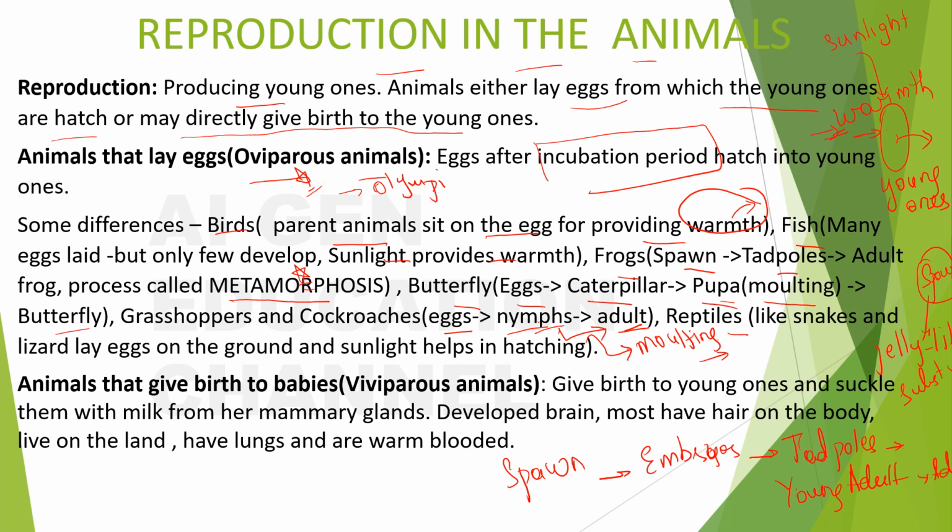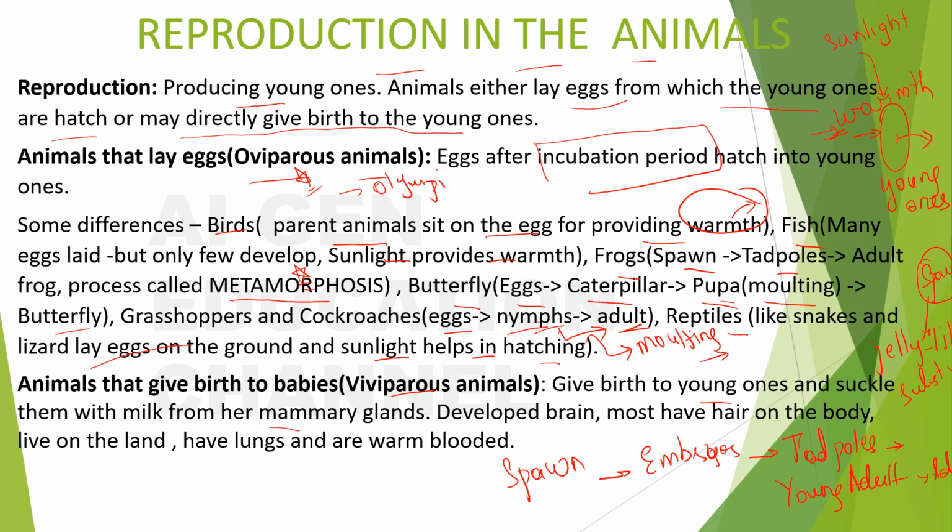And reptiles like snakes and lizards lay eggs on the ground, and the sunlight helps in hatching. So this is about the animals that lay eggs, oviparous animals. And animals that give birth to babies are called what? Viviparous animals. They give birth to young ones and suckle them with milk from their mammary glands.